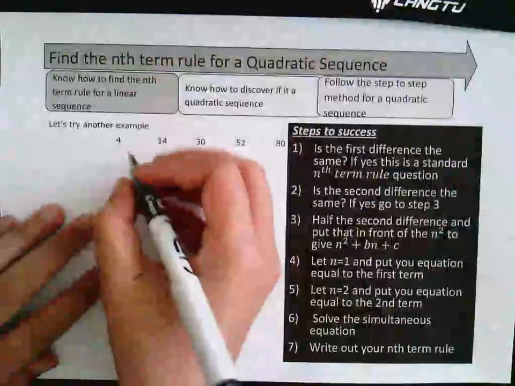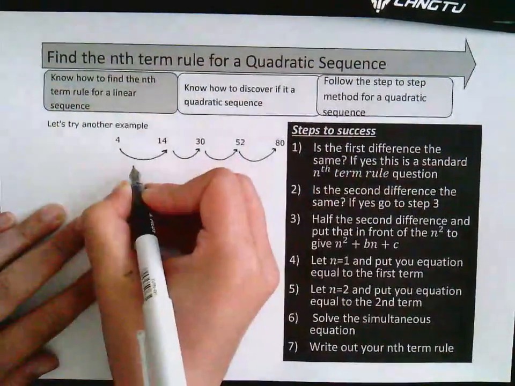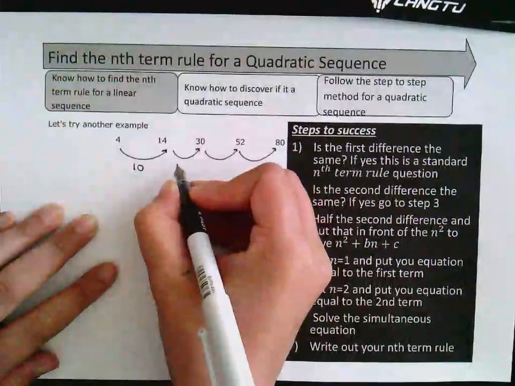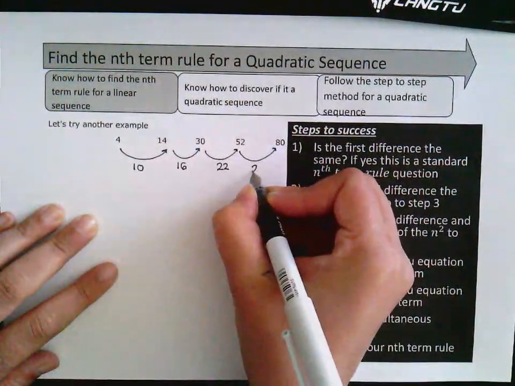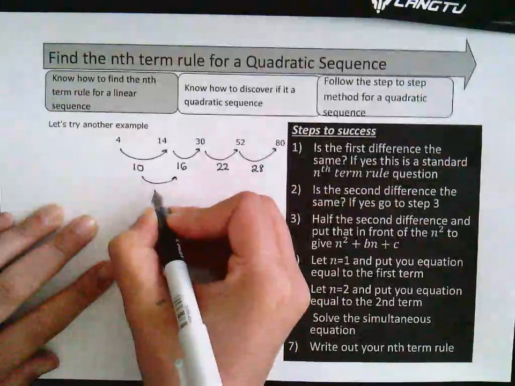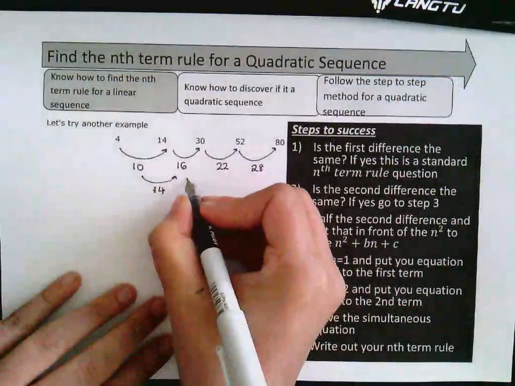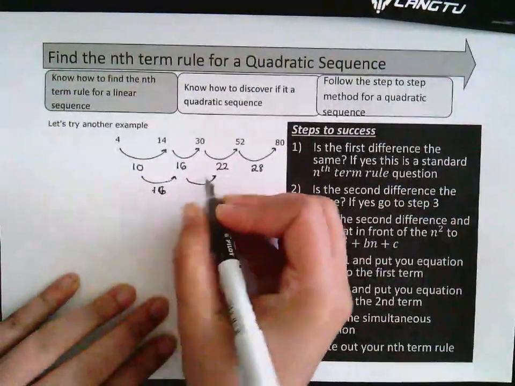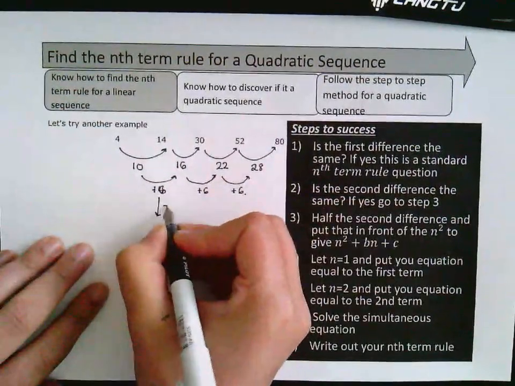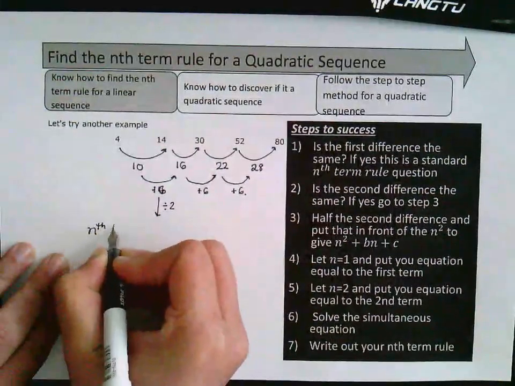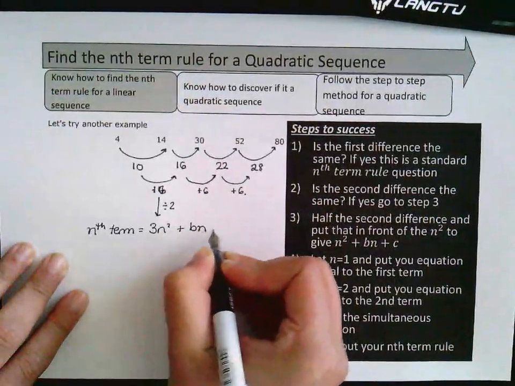Now let's see if your answer is correct. Let's have a look at the differences. 10, 16, 22, 28. Then we have, so I put plus 6 there, got distracted by the noise. So each of these is plus 6. This gets divided by 2. So at the moment, our nth term is 3n squared plus bn plus c.